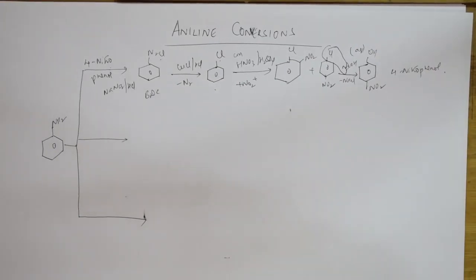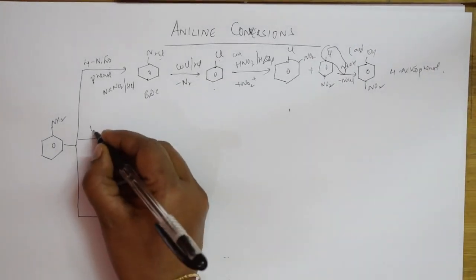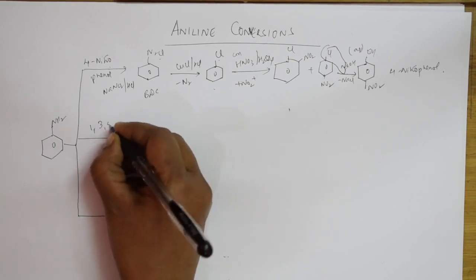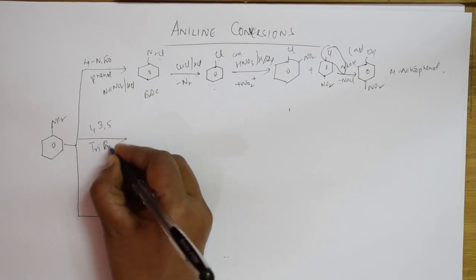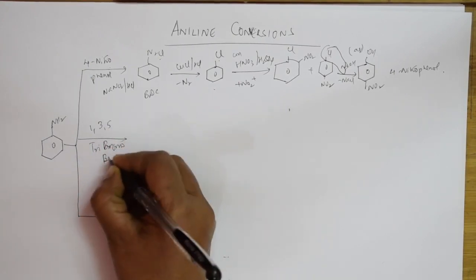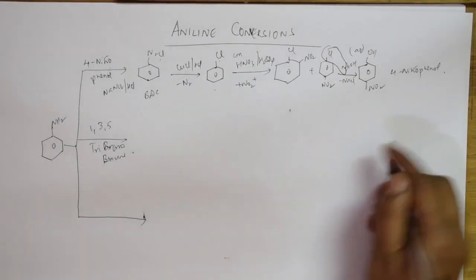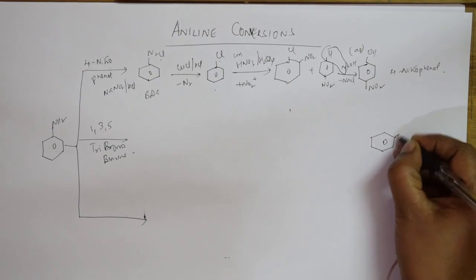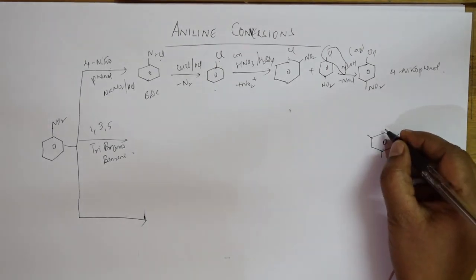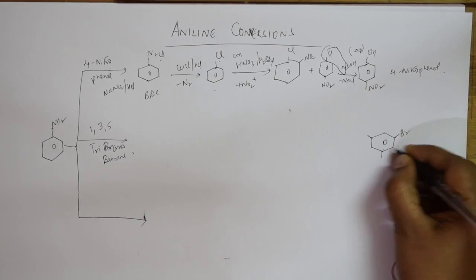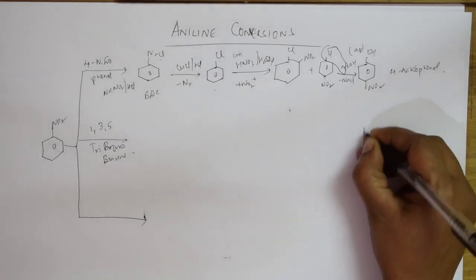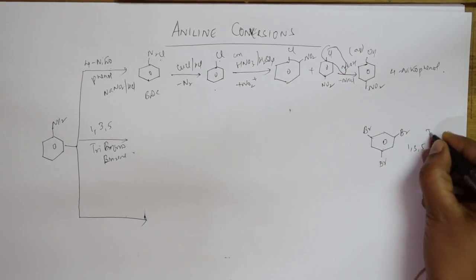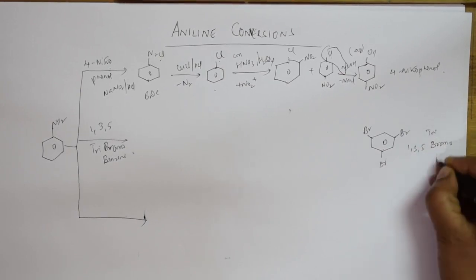Here they've asked me to convert aniline, or amine, into 1,3,5-tribromobenzene. This is what they've asked me. Then what should I do? First, let me write the formula. 1,3,5-tribromobenzene. This is your benzene. So 1, 3, 5. If I take this as 1, 2, 3, 4, 5 and 6, the bromines go at 1, 3 and 5. Tribromobenzene.